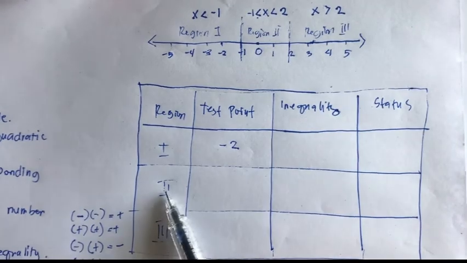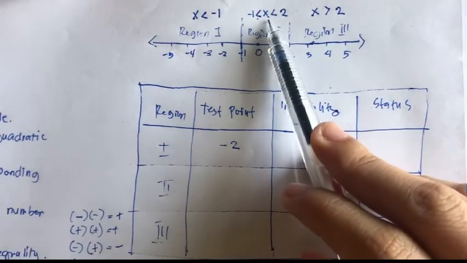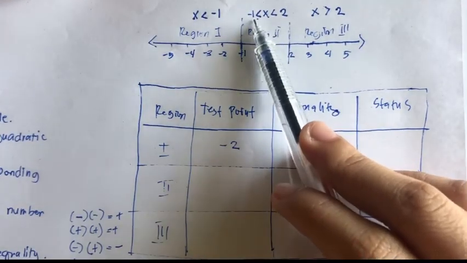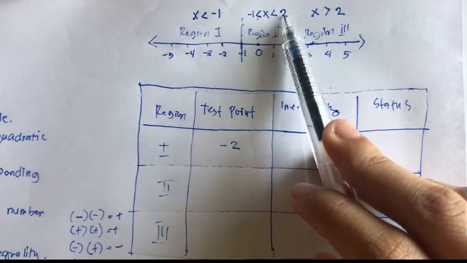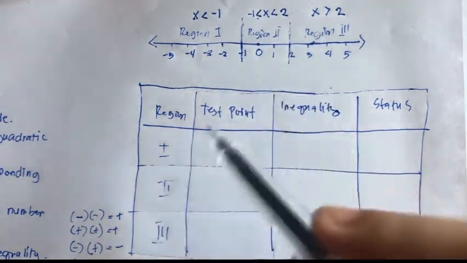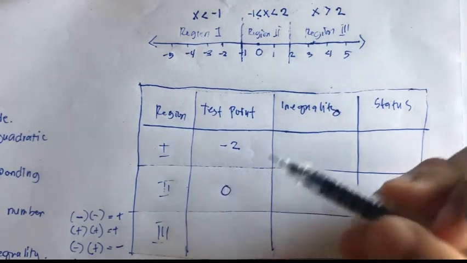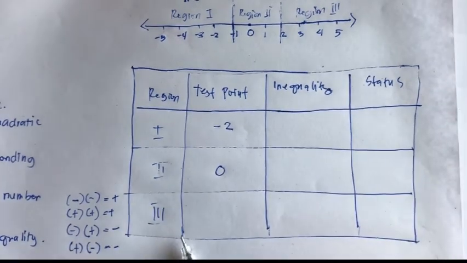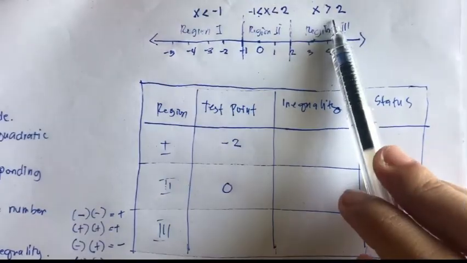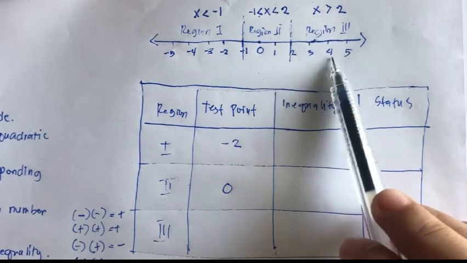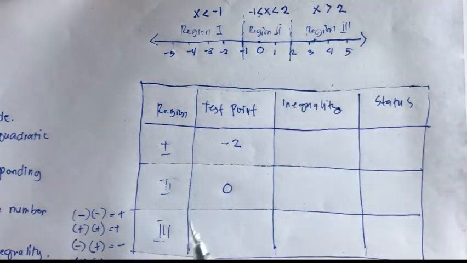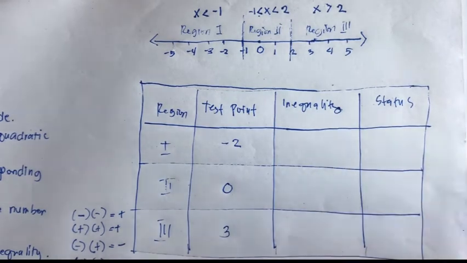Next, for region 2, we have x is greater than negative 1 but less than 2. So we have 0. We could use this as a test point. Next, for region 3, x is greater than 2. So we could have 3, 4, 5, and so on. But the smallest is 3. So we will just use 3.